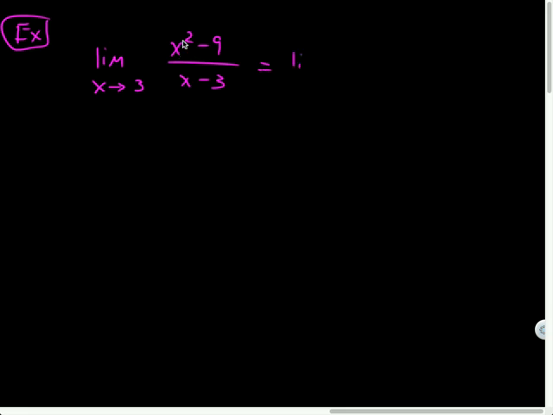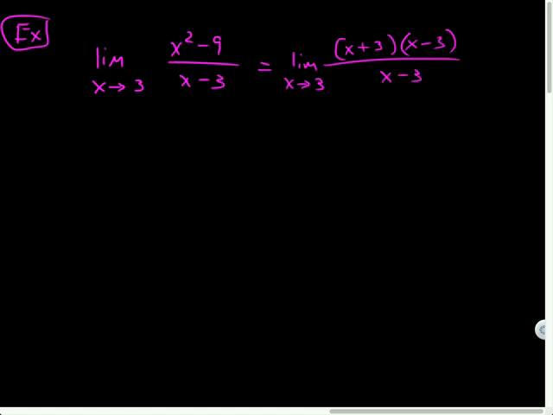3 squared is 9. 9 minus 9 is 0. And 3 minus 3 is 0. So then that's 0 over 0. So the limit as x approaches 3 of x squared minus 9. What does that factor to become? No, x plus 3 times x minus 3. That's the difference of squares pattern, which becomes the sum and difference pattern. A squared minus b squared.